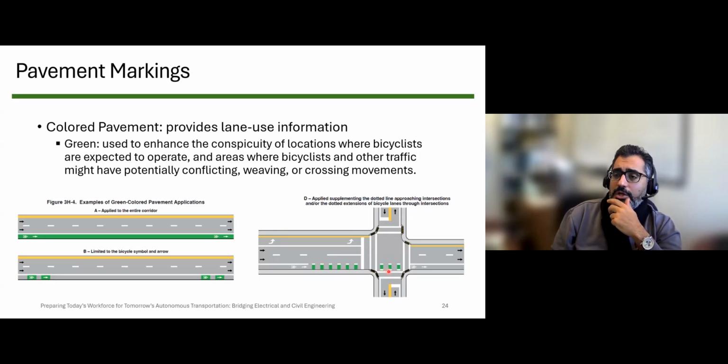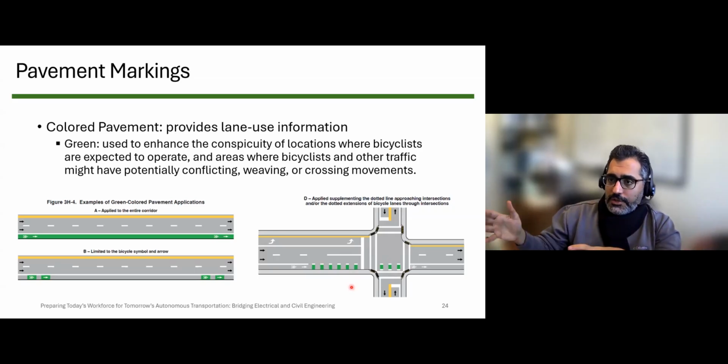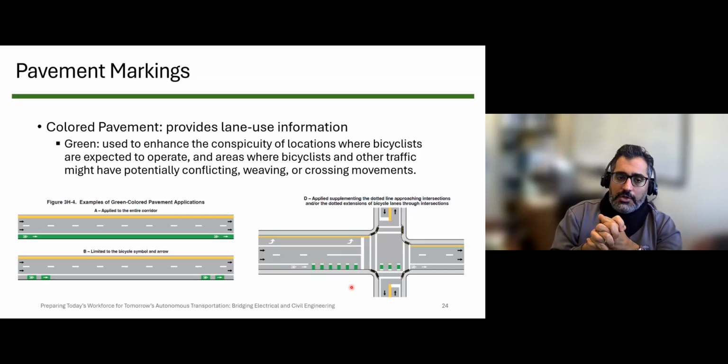By the way, maybe I should have said this earlier. Everything that we talk about here is in the US context. MUTCD is a US manual. If you go to other countries, they may have different rules and regulations. Like if you go to the Netherlands, the color that is assigned to bike lanes is red. Green is not used for bike lanes.